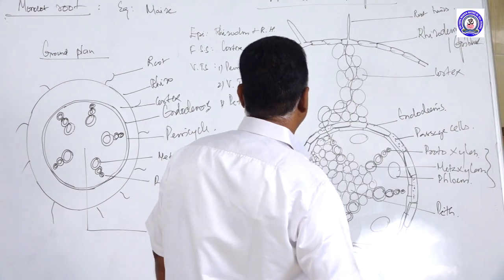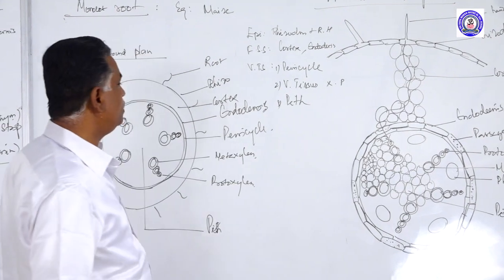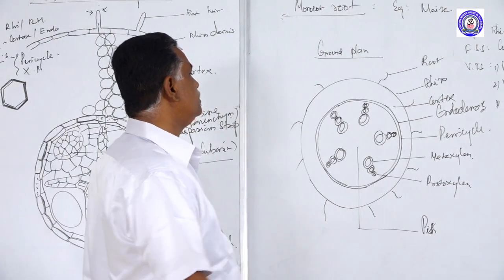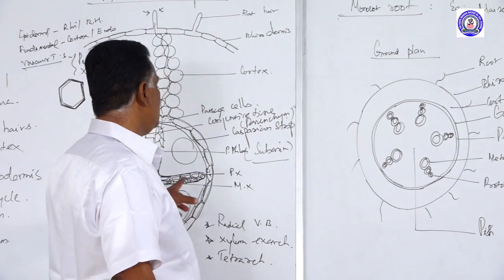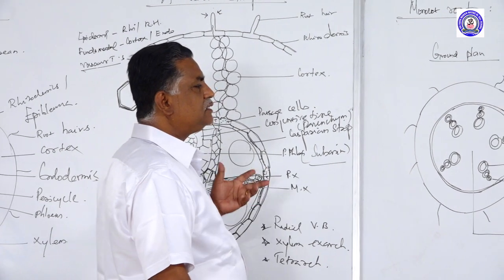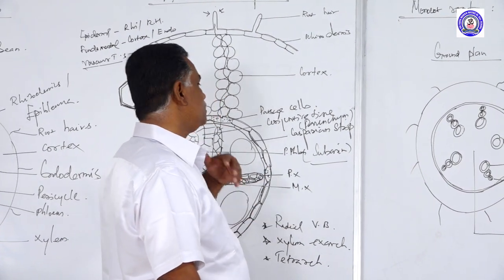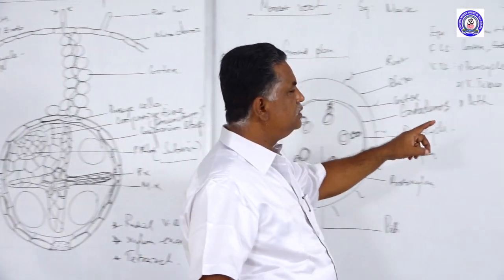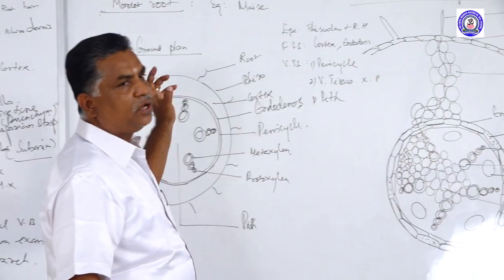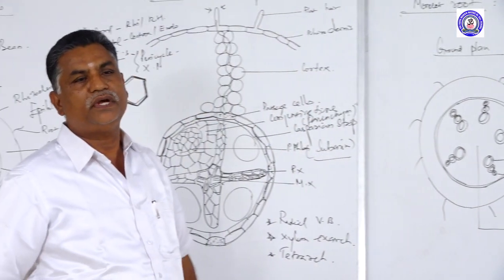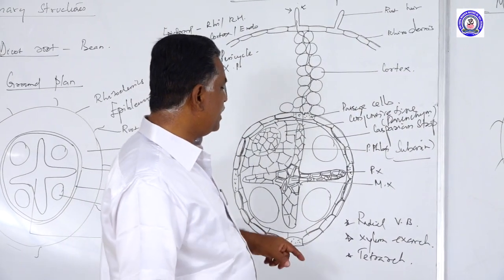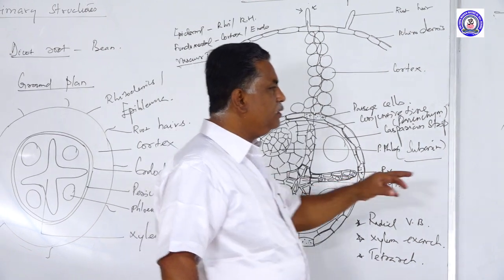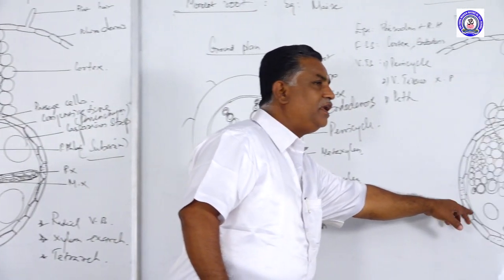See the differences between monocot and dicot root. What are the differences? In xylem, as I said, there are certain common points and also certain contrary points. Common points: in both cases, protoxylem points are exarch. And another point, xylem and phloem in both cases are arranged in different radii.